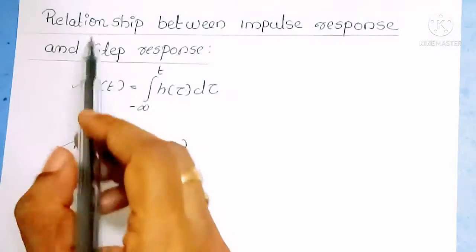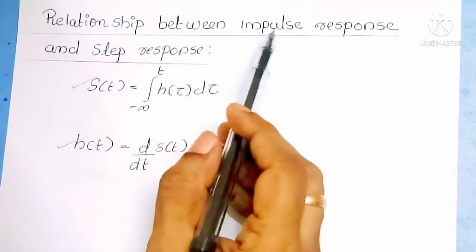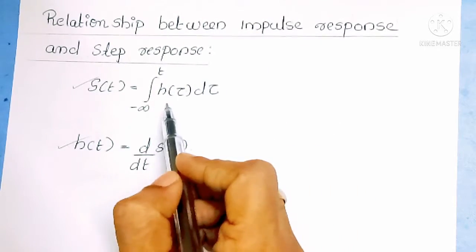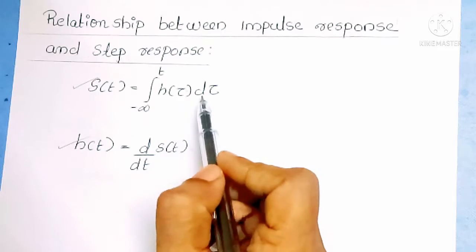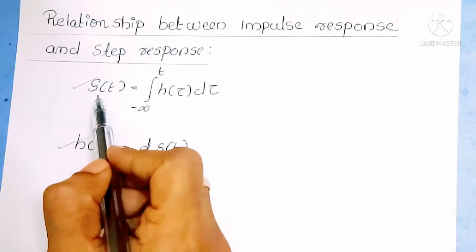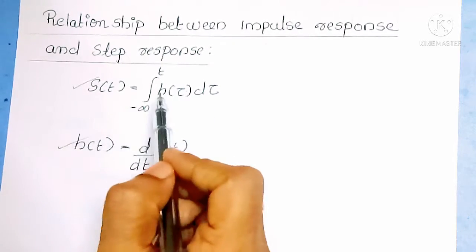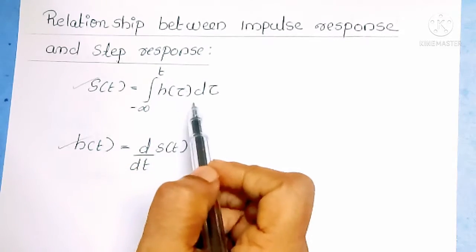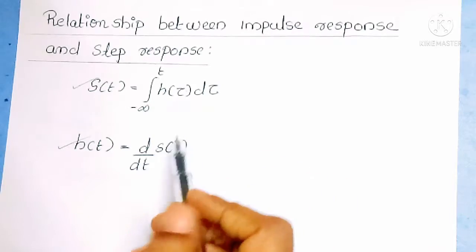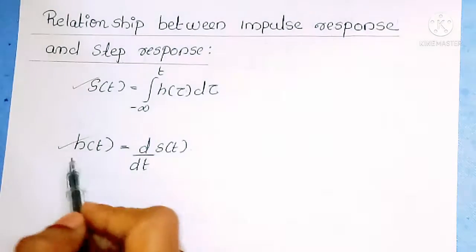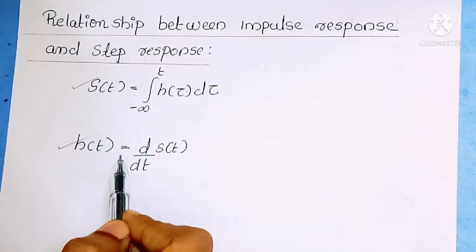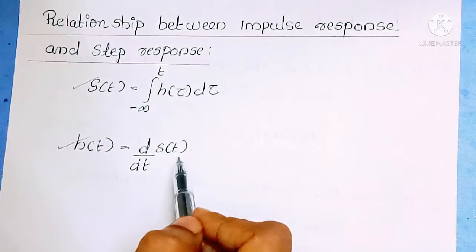What is the relationship between impulse response and step response? If we know the value of the impulse response, we can find out the step response. That means s of t should be equal to the integral from minus infinity to t of h of tau d tau. Also, if we know the step response, we can find out the impulse response. The relation is h of t should be equal to the differentiation of the step response, that is, differentiation of s of t.